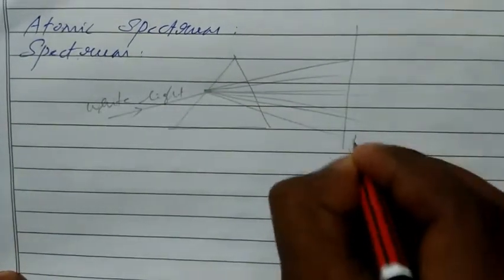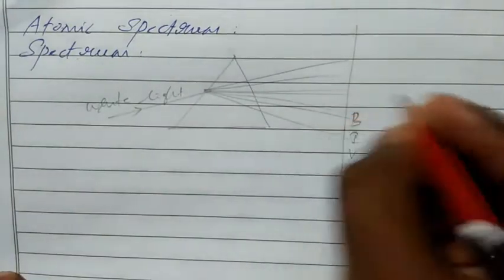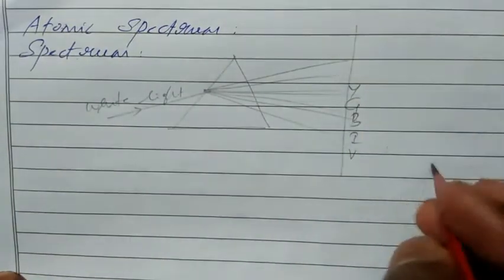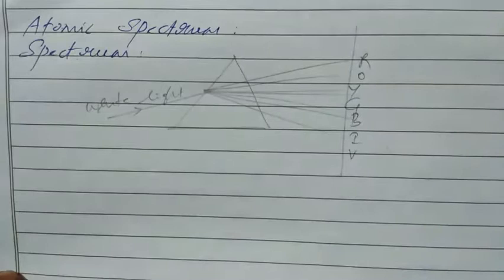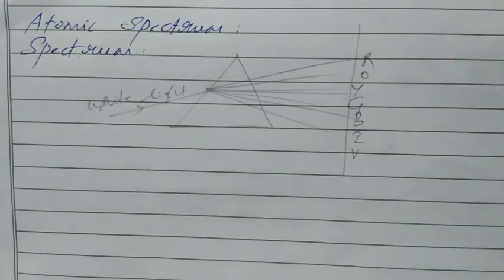We have violet, indigo, blue, green, yellow, orange, red. These 7 colors are known as a spectrum. We can say this is a continuous spectrum. All the 7 colors will appear on the screen. So this is a continuous spectrum.